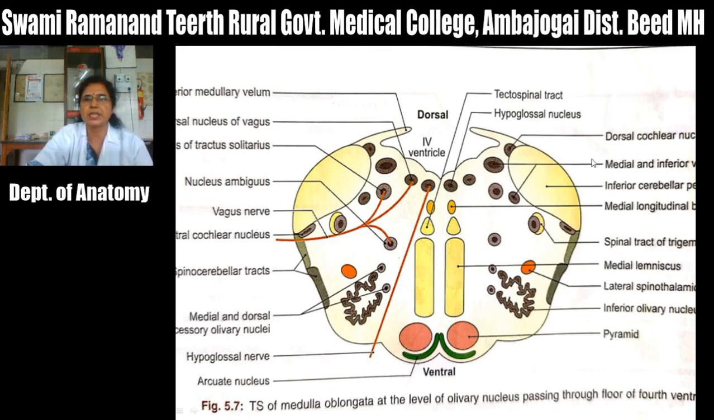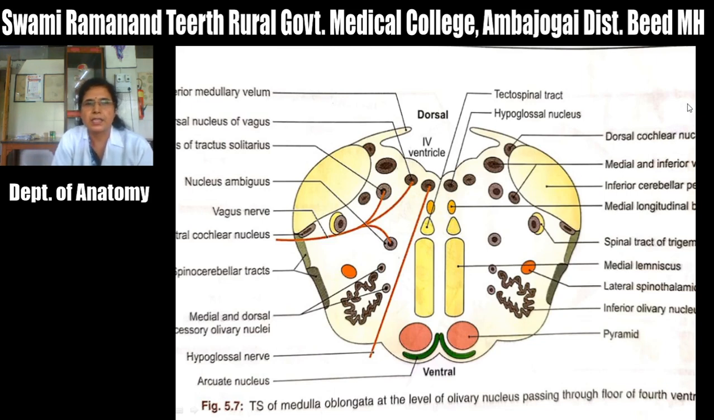The various fibers present in this inferior cerebellar peduncle are the dorsal spinocerebellar tract, then cuneocerebellar fibers, then olivocerebellar fibers, parolivocerebellar fibers, then some fibers from the vestibular nuclei, that is the vestibulocerebellar fibers, and some fibers from the reticular formation present in the medulla, that is the reticulocerebellar fibers. So these are the fibers that pass through the inferior cerebellar peduncle and terminate in the cerebellum.